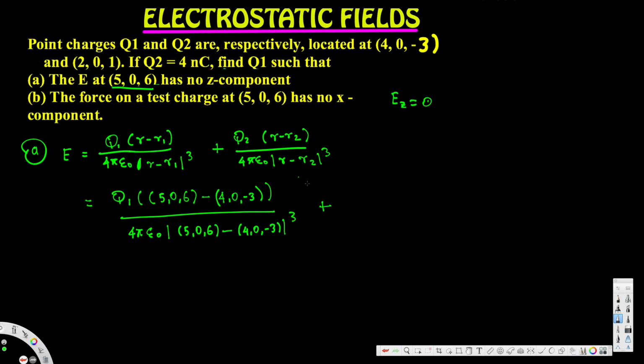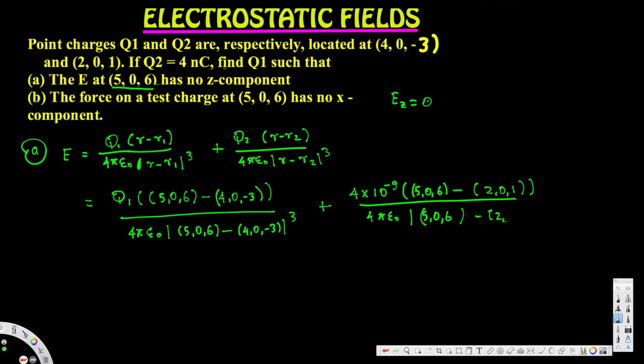Q2 is given, that's 4 nanocoulomb, so I can directly plug the value right here: 4 times 10 to the power minus 9, because nano is 10 to the power minus 9, times R, which is (5, 0, 6), minus R2, the location of the second charge, that's (2, 0, 1), divided by 4 pi epsilon naught times (5, 0, 6) minus (2, 0, 1), magnitude cubed. The magnitude is basically we subtract, square, and take the square root, right?